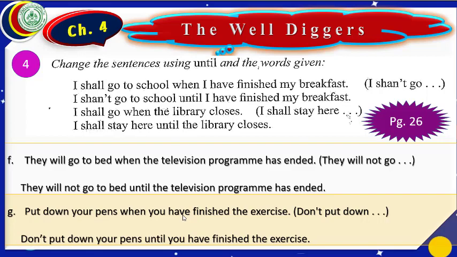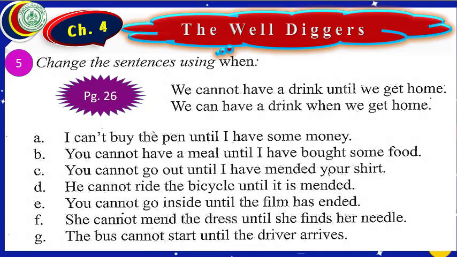Let us move to the next exercise. That is exercise 5. Let us read its examples and try to understand how to do this exercise. Change the sentences using when. We cannot have a drink until we get home. We can have a drink when we get home.